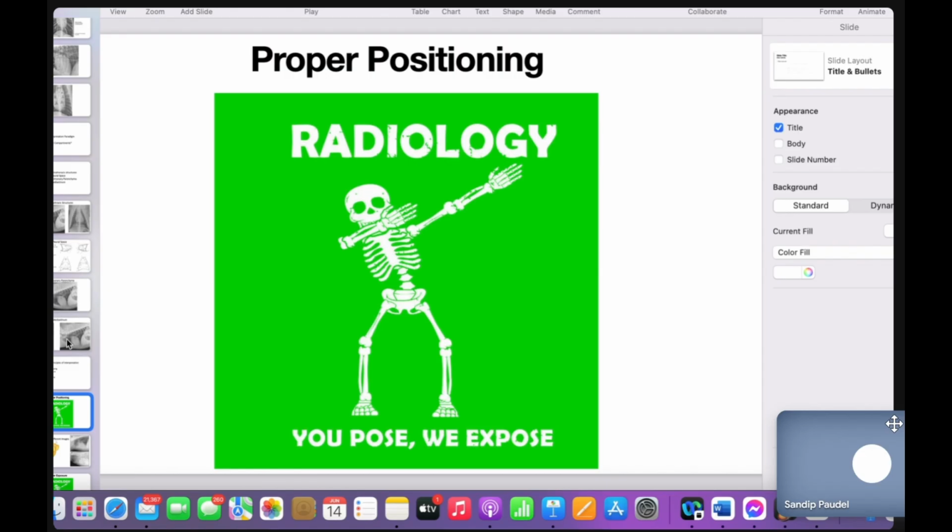First, let's discuss positioning. The proper positioning is really, really helpful. Now I have these slides. They're a little bit interactive slides. I don't know how we can interact here.